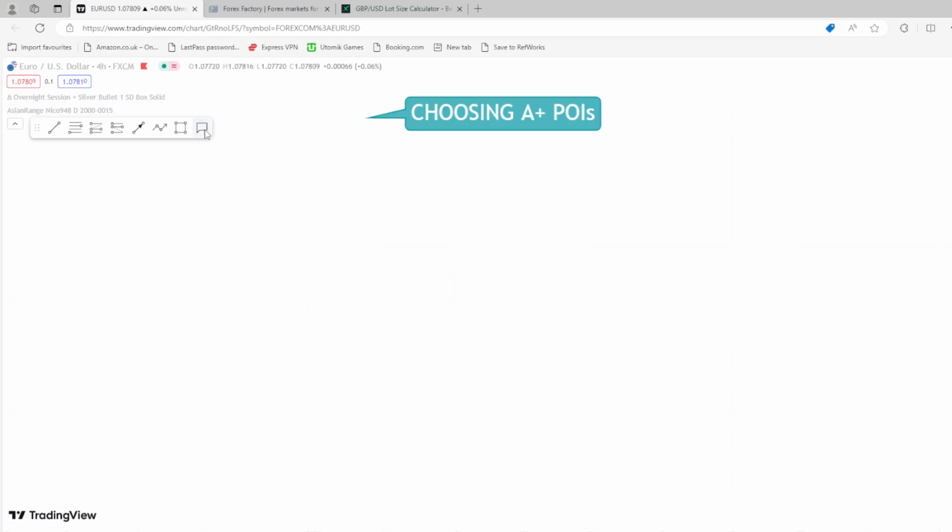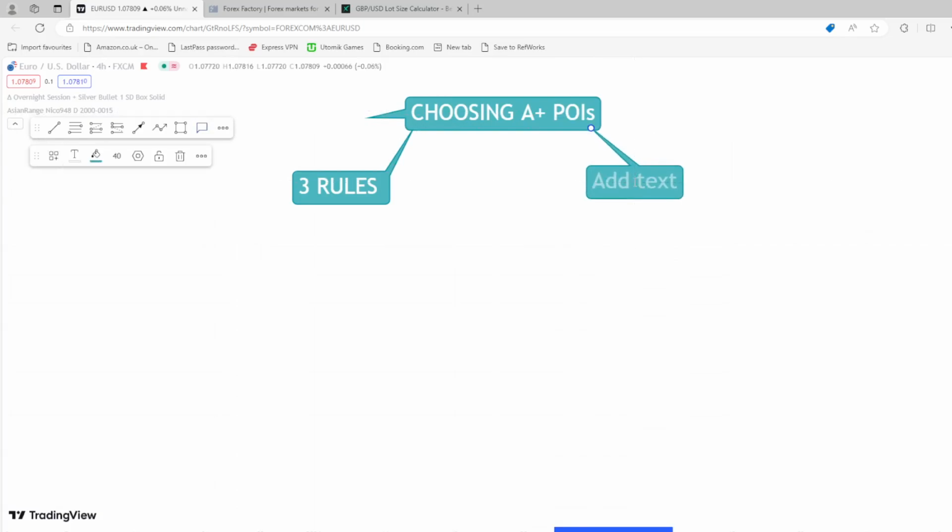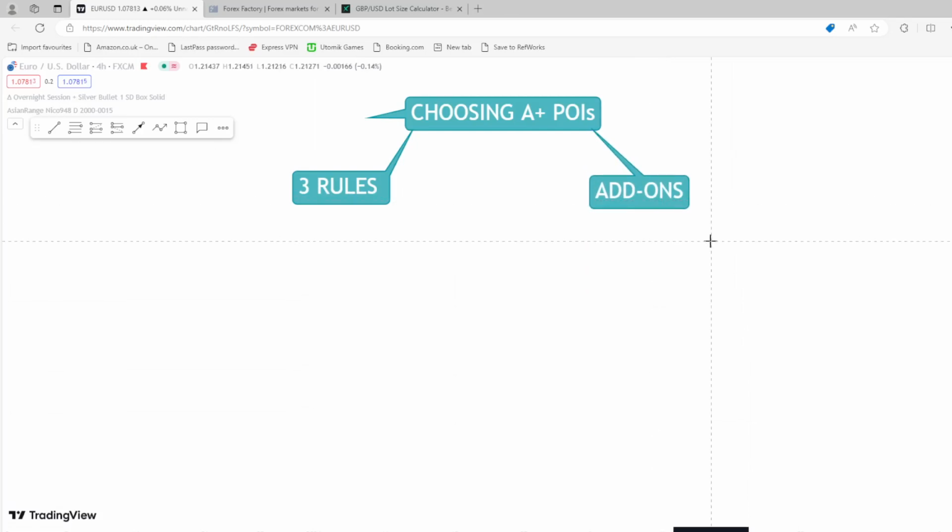So what do I mean by that? Let's dive into two aspects. First we're going to start with our three rules to a POI, and then we're going to go into some confluences, some add-ons, some extra confluences. But first it's important to start with the rules.